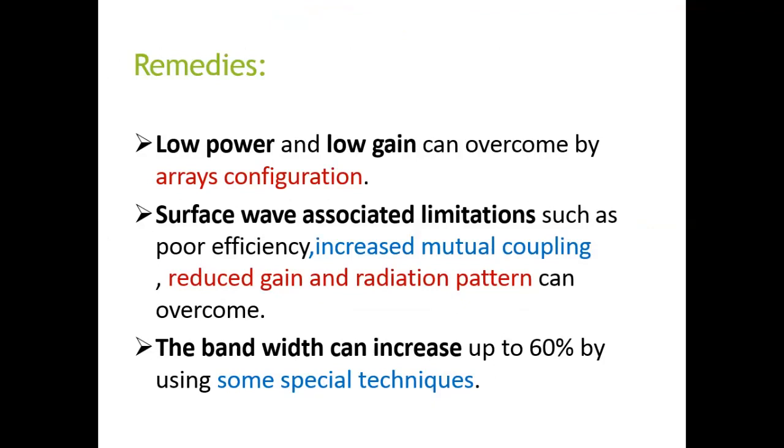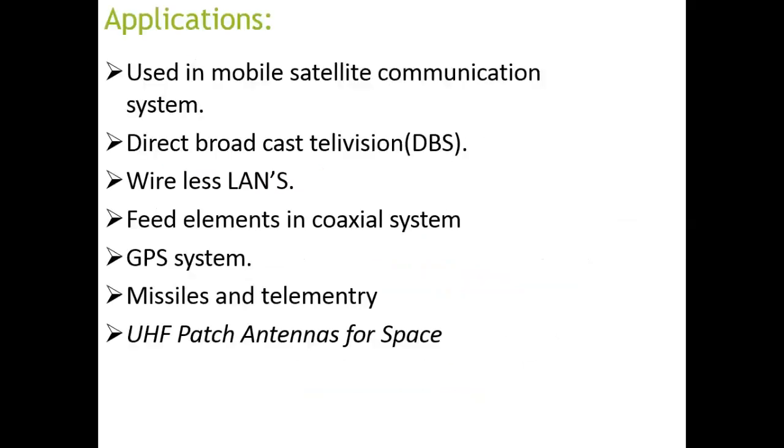Next one, surface wave associated limitations such as poor efficiency. That means increased mutual coupling, reduced gain and distorted radiation pattern. The bandwidth can increase up to 60% by using some special techniques. Applications: mobile satellite communication systems, direct broadcast television (DBS), wireless LANs, feed elements in coaxial systems, GPS systems, missiles and telemetry, UHF patch antennas for space.